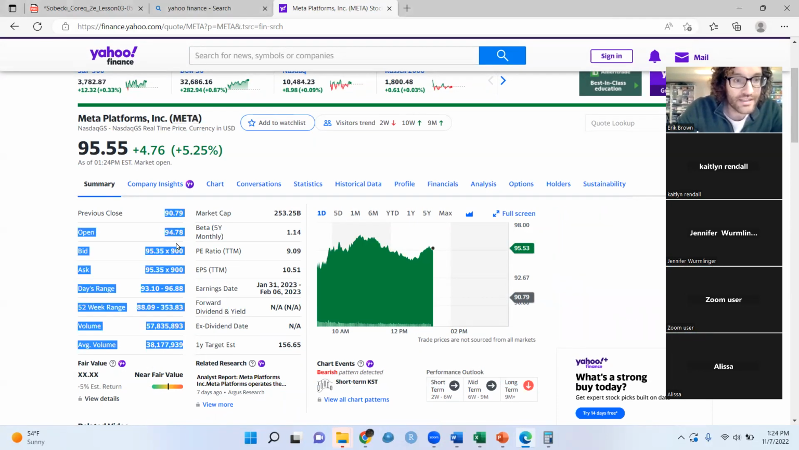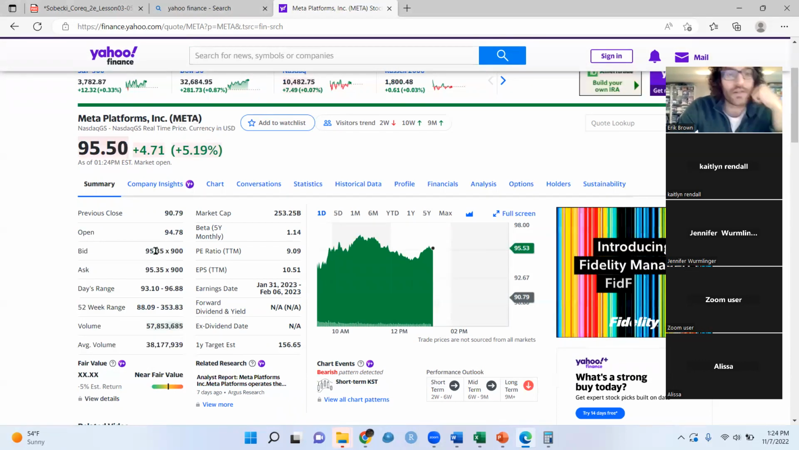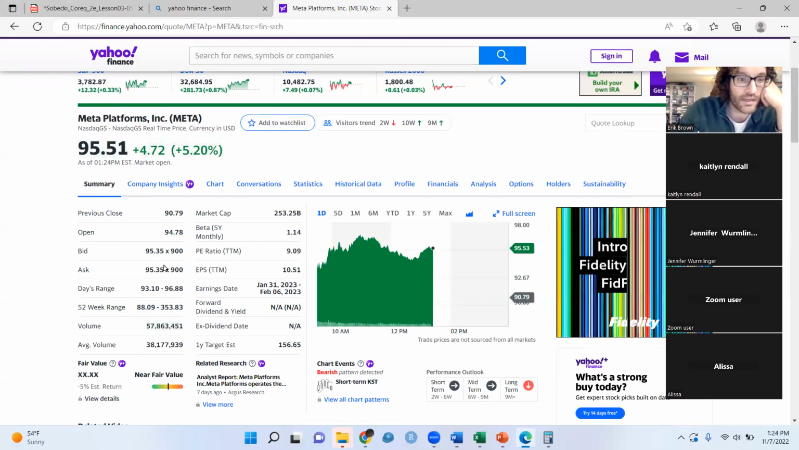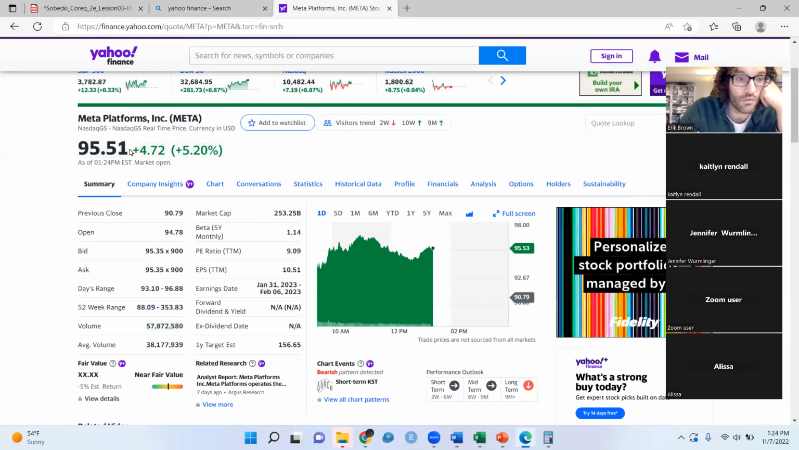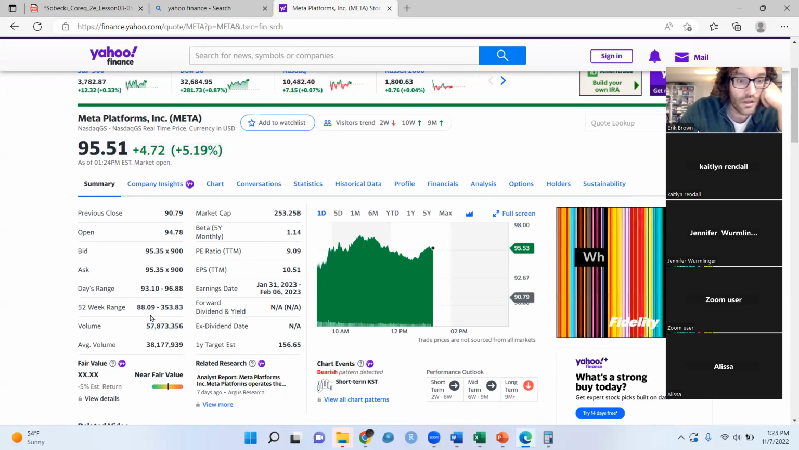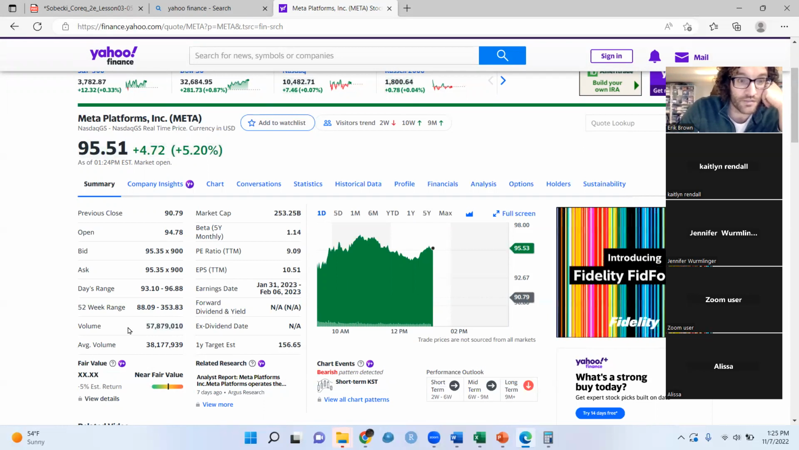Previous close 90.79. It opened at 94.78. Notice a bid. Someone is willing to pay 95.35 for 900 shares. Oh, it's changing. Oh, it went up again. Wonderful. 52-week range. Look at the volume. 57 million shares have been traded today.